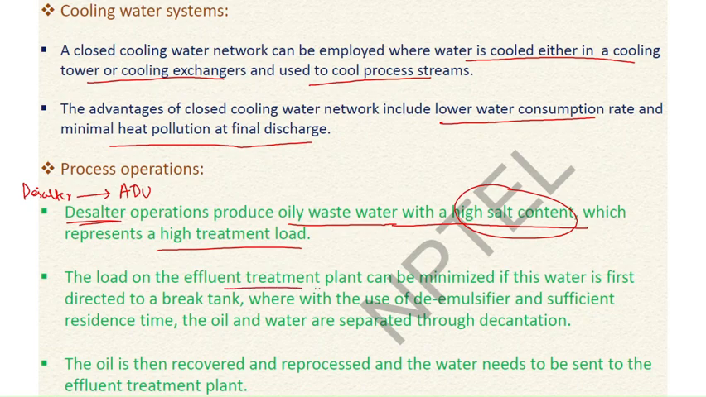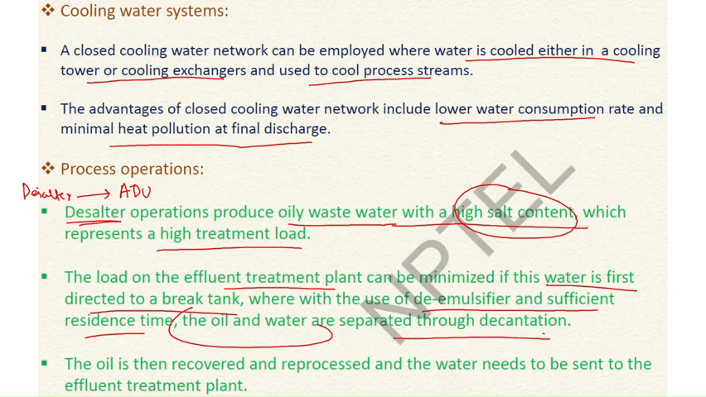So the load on the effluent treatment plant can be minimized if this water is first directed to a break tank, where demulsifiers are used and sufficient residence time is given so that the oil and water separate through decantation. After that, this oil is recovered and reprocessed because it is obviously very expensive, and the water which is left is sent to the ETP for further treatment. Okay.